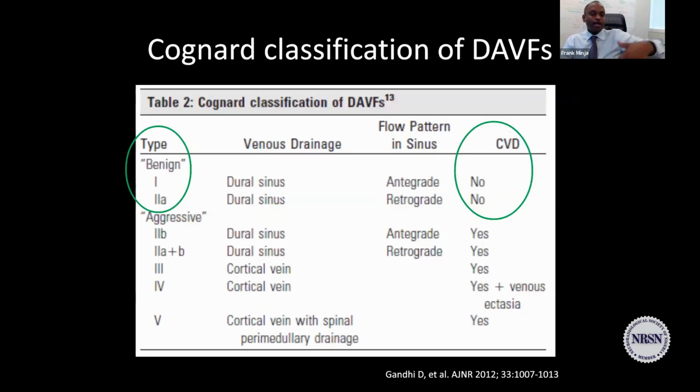Just quickly, the Cognard classification talks about the same thing, but adds all these other categories, which I think is probably beyond the scope of this particular talk, but I'll point you to this so you're at least aware that there are other ways of classifying this. Your neurosurgical colleagues may be more interested in getting into the nitty-gritty of all of this. Just remind them that it's really about cortical venous drainage. That's the only thing that matters. After that, we're getting into minutiae.